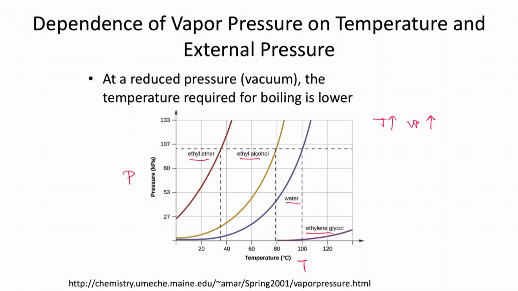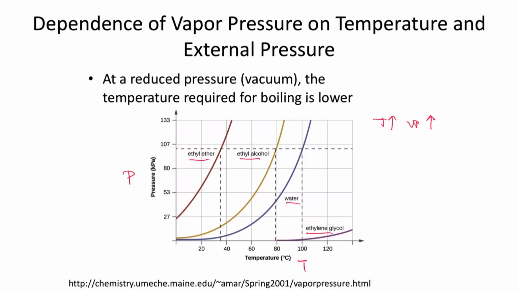That means that if I lower the pressure outside, atmospherically, then I can have boiling occurring more easily, okay? Because if I can get the vapor pressure to be the same as the atmospheric pressure, something is going to boil more readily, okay? And so the lower the external pressure, the more easily something is going to boil.